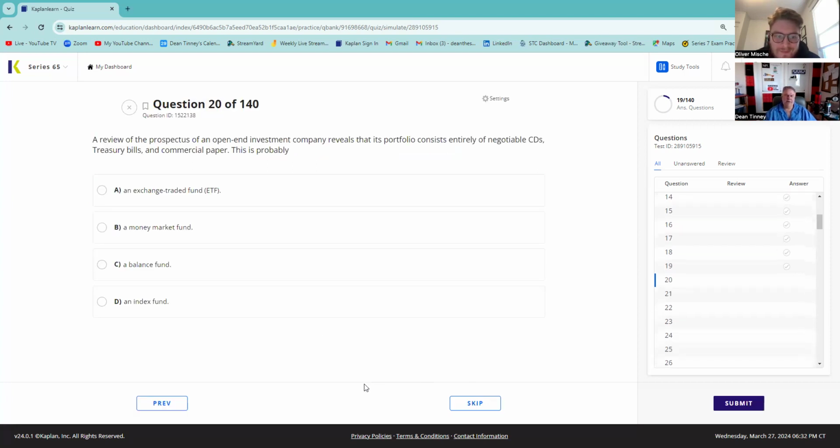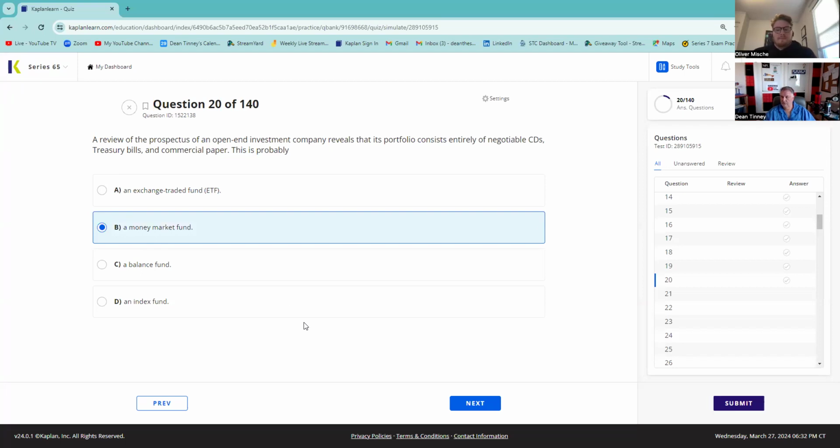A review of the prospectus for an open-end mutual fund, an open-end investment company, reveals the portfolio consists entirely of negotiable jumbo CDs, treasury bills, and commercial paper. This is probably B. Right on. It would have a fixed NAV of $1, right? And this would be for somebody who needs their money to be liquid.